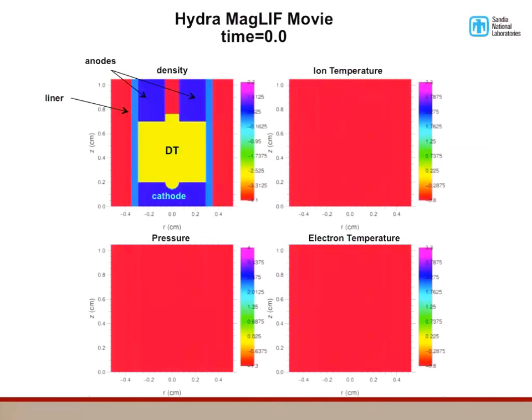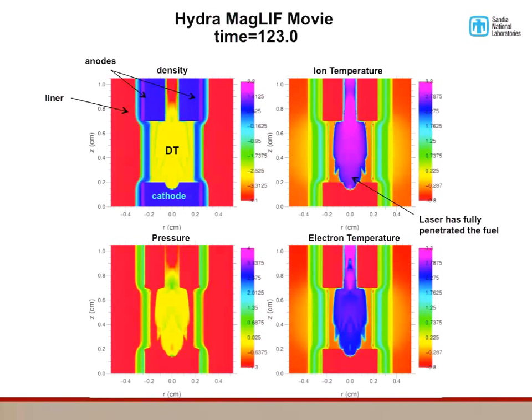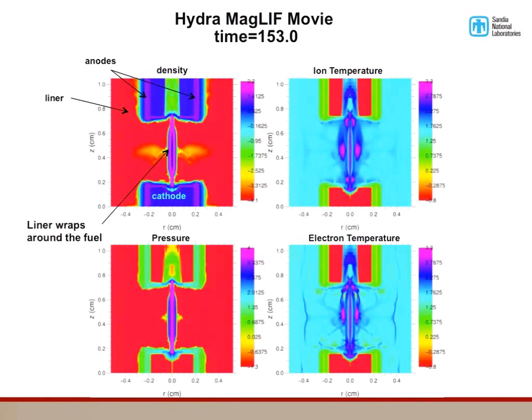So if we watch this movie here from a Hydra simulation, again, here's the DT fuel, here's the liner wall. If we apply the Z machine, you can see the liner starts to implode. We turn on the laser. The heating is starting to propagate through the fuel. It propagates further, heating the whole fuel. The liner continues to implode by the Z machine, squishing the fuel and getting it up to extreme conditions where we hopefully will be seeing some good neutron yields.